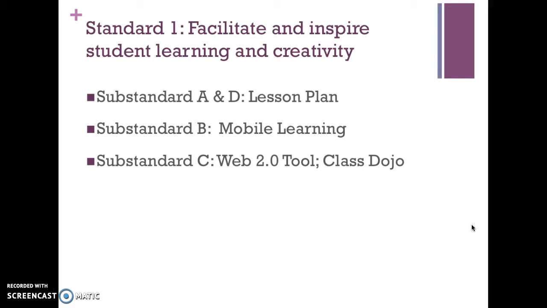And then finally, substandard C, which is to promote student reflection using collaboration tools to reveal and clarify students' conceptual understanding and thinking, planning, and creative processes, was best addressed by the Web 2.0 tool project that we did. Now, I found a tool called Class Dojo, which is a behavior management tool which allows students to self-reflect. And there were a lot of tools on this that I found that facilitated learning and supported different thinking and understanding processes, which I found really beneficial.